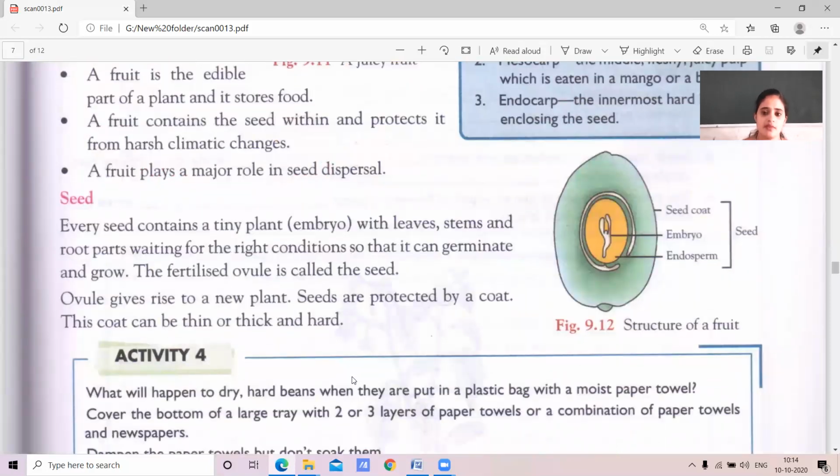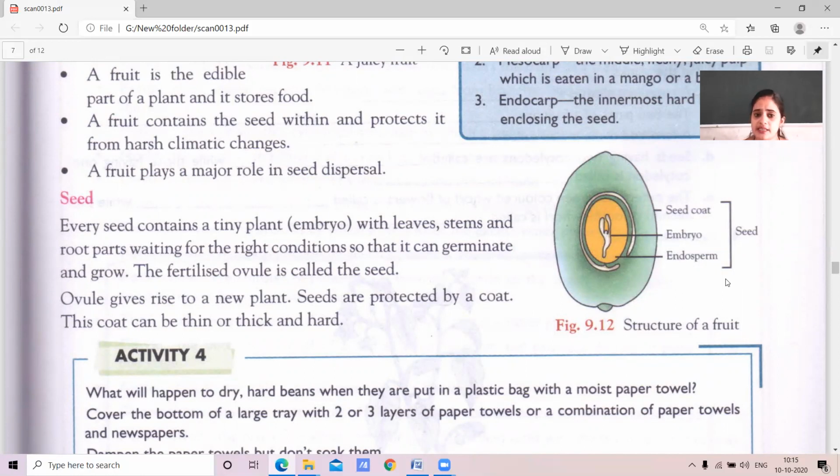Is it? The next part that is present in the shoot system is seed. Yes, seed. Everyone has seen the seeds and fruits. Every seed contains a tiny plant. We call it as embryo. If you see here, the structure of the fruit, it has endosperm, embryo, seed coat. Outer layer is a seed coat. This one we call it as seed.